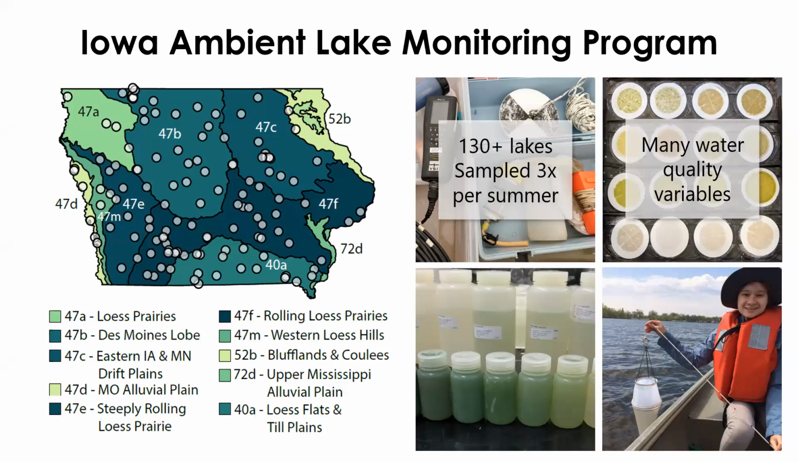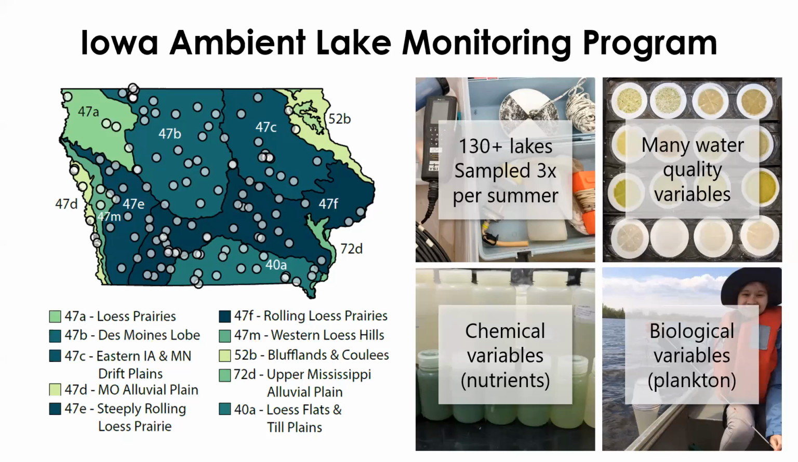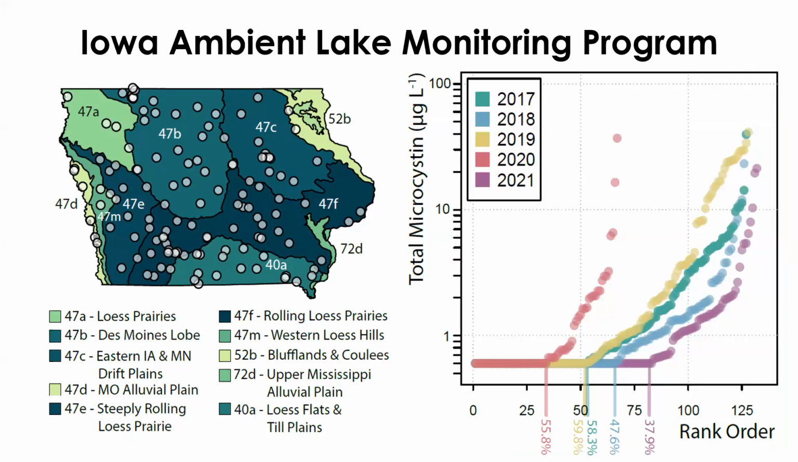And for this program, we sampled these 130 lakes 3 times every summer. And that sampling included many water quality variables, physical, chemical, and biological parameters. And starting in 2017, when I started, we began collecting microcystin concentrations as well during those sampling events. So in addition to the microcystin, as I mentioned, many chemical variables, including nutrients, and biological variables such as phytoplankton and zooplankton.